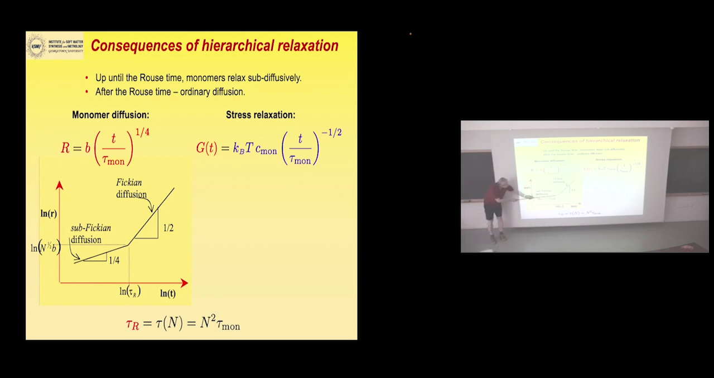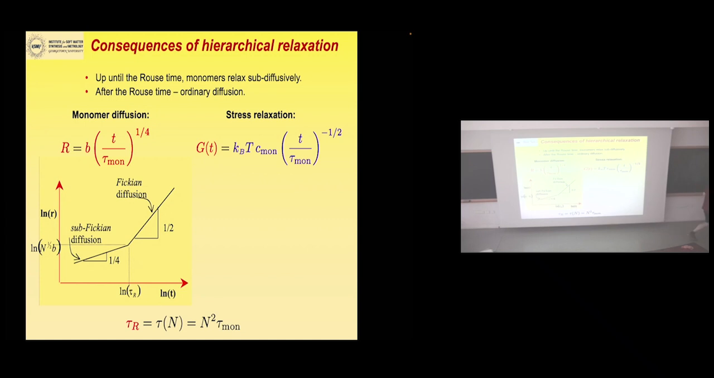For smaller times than the Rouse time, if I just tag a monomer, that monomer is moving around, but it's constrained by its neighbors, so it moves subdiffusively. So if you tag a single monomer, it moves subdiffusively until it's moved about as far as the length of the chain, which means that the whole chain is now oriented itself, and that's the Rouse time. So you get subdiffusive with a power law of a quarter, and then ordinary Fickian diffusion at that point.